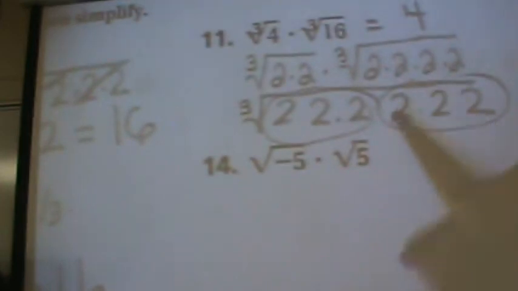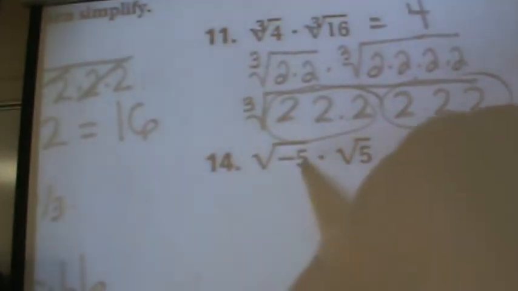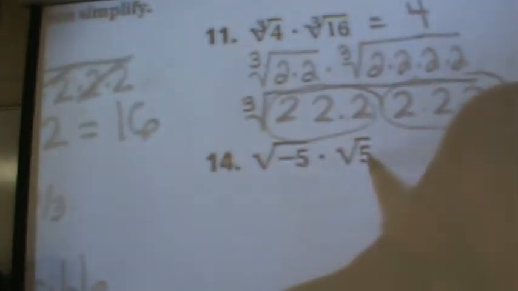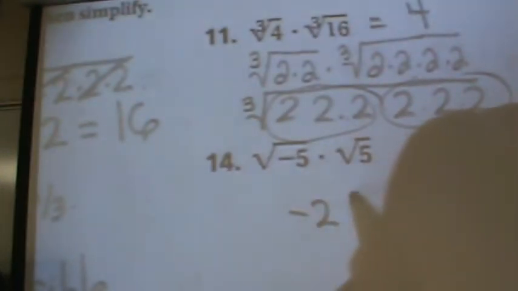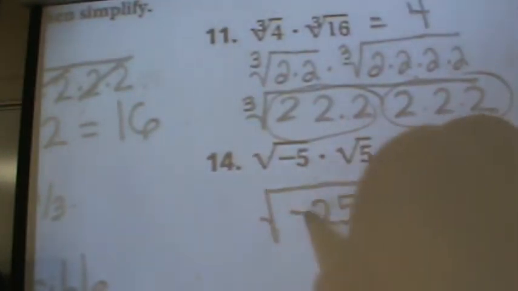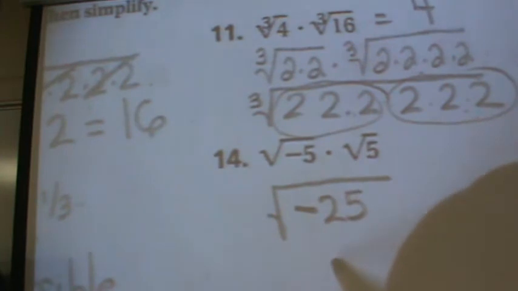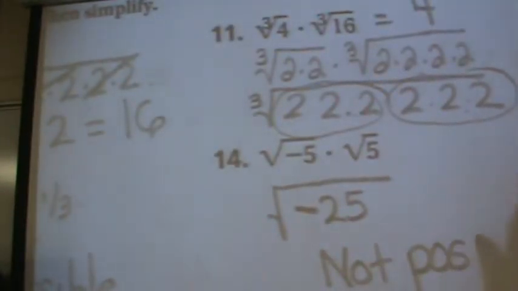How about 14? What's -5 times 5? Negative. Can you take the square root of a negative number? Not possible. Yeah, we're gonna pretend like you can't do it right now. Sweet. Not possible.